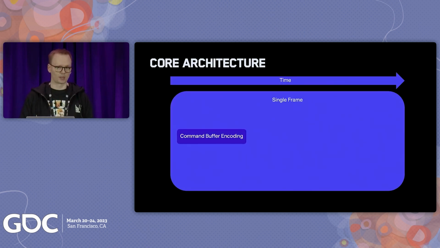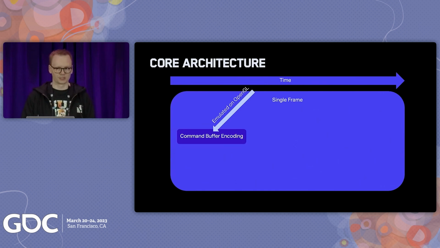So let's quickly look at the composition of a single frame here. We start off with command buffer encoding. This is a concept that we took from Metal. So you create a command buffer, and then you create a render encoder, which is responsible for encoding these draw calls and state sets into the command buffer.